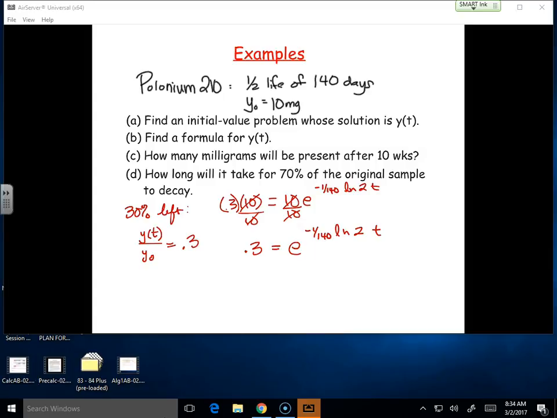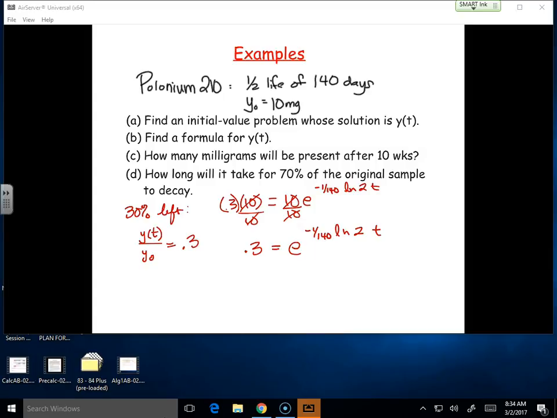Ooh, because 70% has decayed away, so what's the amount you have left? 30%. You see it? How long will it take for 70% to decay? If 70% has decayed, 70% is gone. Y of t says who is left. What amount do you still have? Does that make sense? 70% decay is only a 30% left.